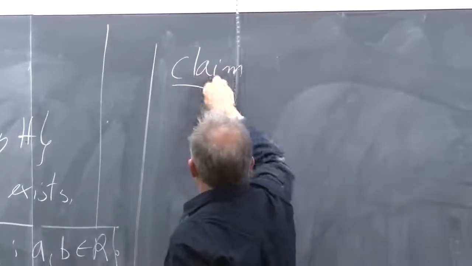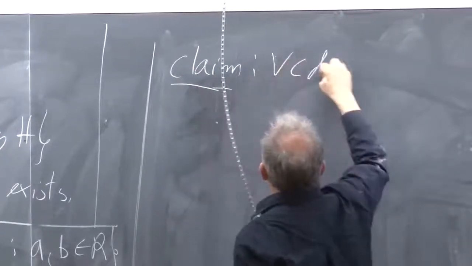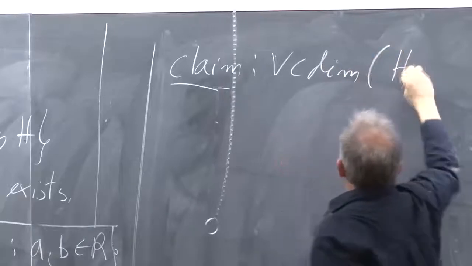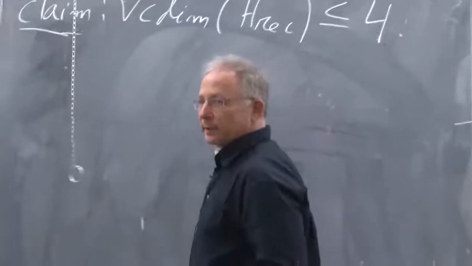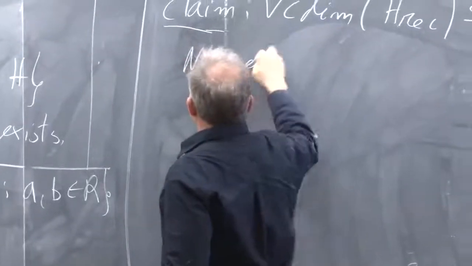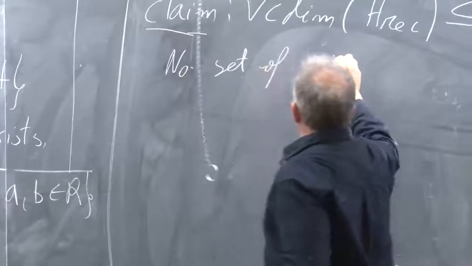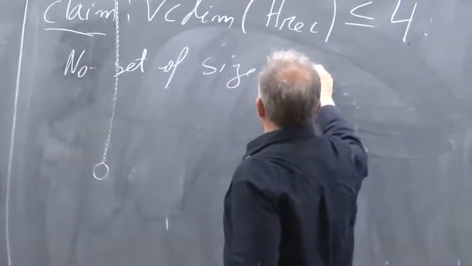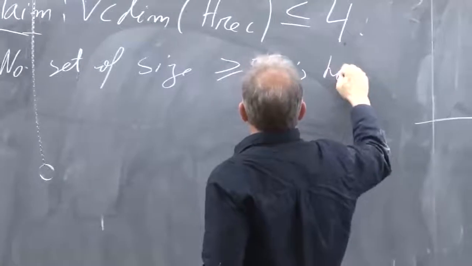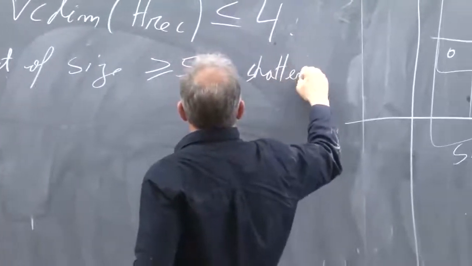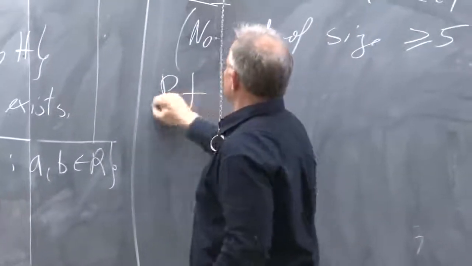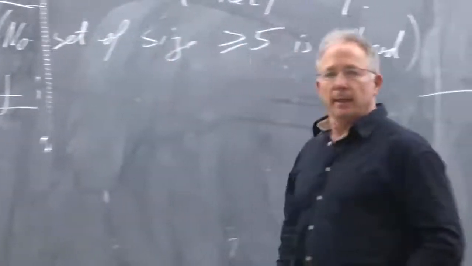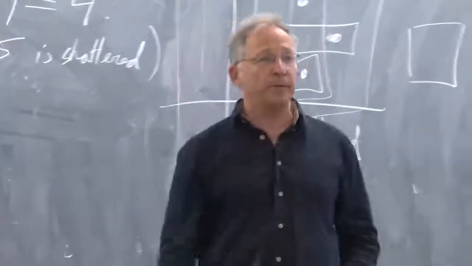So I have a claim here that VC dimension of H rec is at most 4. In other words, no set of size greater or equal 5 is shattered. Proof. Assume that I give you a set. You want to give a proof?